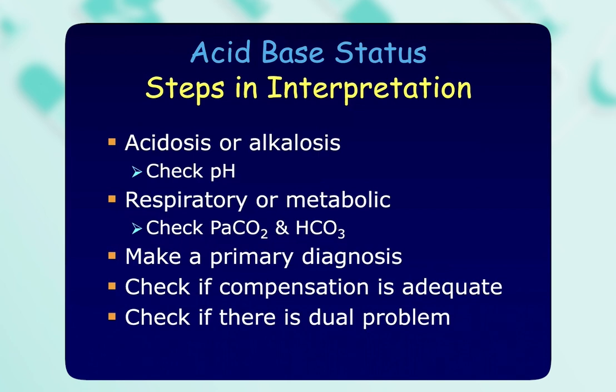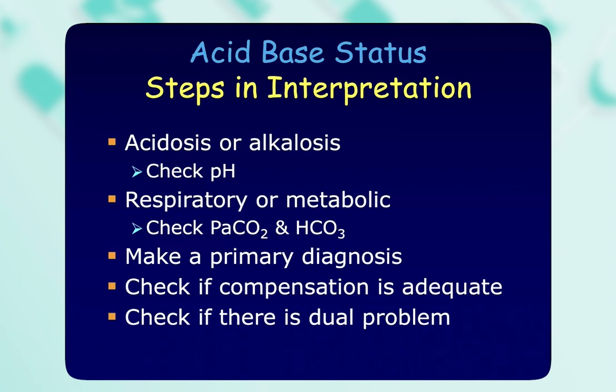Then look at respiratory or metabolic. To look at that, you have to look at carbon dioxide and bicarbonate, right? If CO2 is elevated, it goes to respiratory acidosis, and if bicarb is decreased, that goes to metabolic acidosis. Then you decide about a primary diagnosis. Anyway, in the further slides, there are examples and interpretation will come. So these are the steps basically.